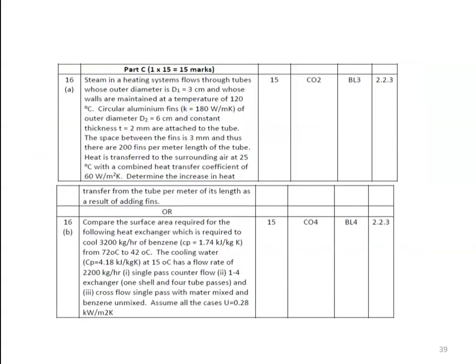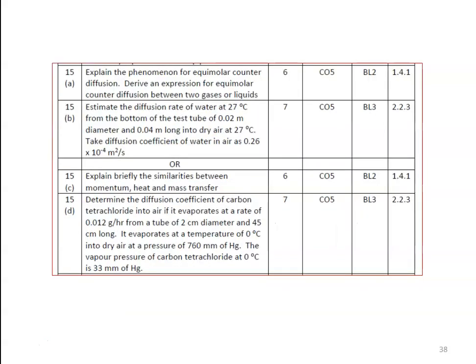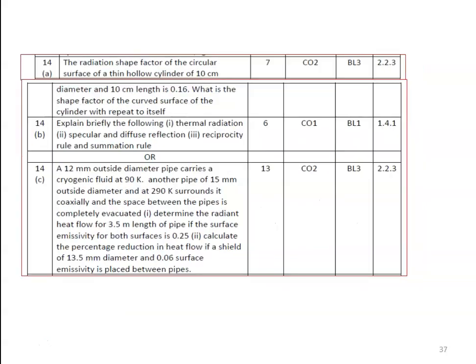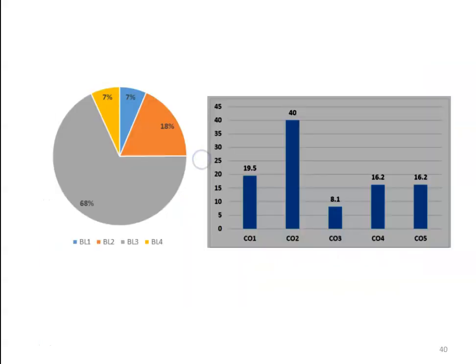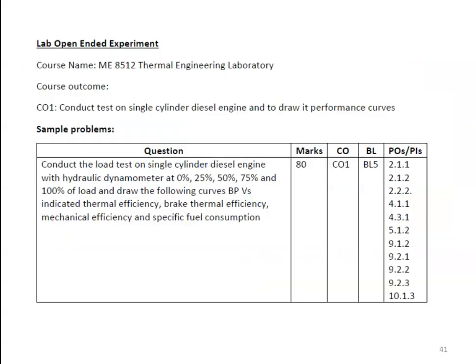And similarly, the part C question, 2.2.3, 2.2.1. So if you look at the theory question, the PI, performance indicator, 2.2.3, 1.1.1, 2.2.3, or 1.3.1. So there are only four PIs addressed through the theory question paper. When you look at other question paper, for example, the laboratory question paper, you can address more PO and PI.